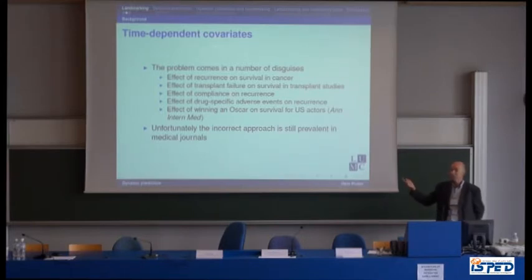Even now, a couple of years ago, there was a very similar example. People who win the Nobel Prize are also very old when they get it, and they live longer than other scientists. Unfortunately, the incorrect approach of making this comparison at the beginning, as if it were already there at the beginning, is still prevalent in medical journals. Sometimes when I give a talk like this, I look up the latest issue of the major journals, and I always manage to find an example. This mistake is made very often.